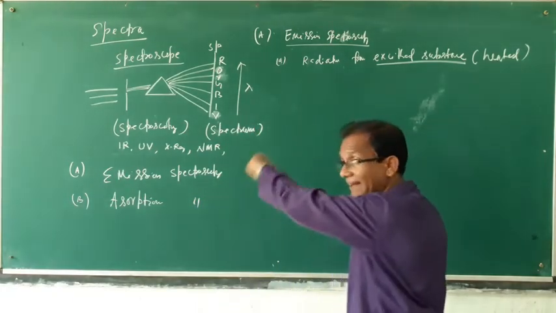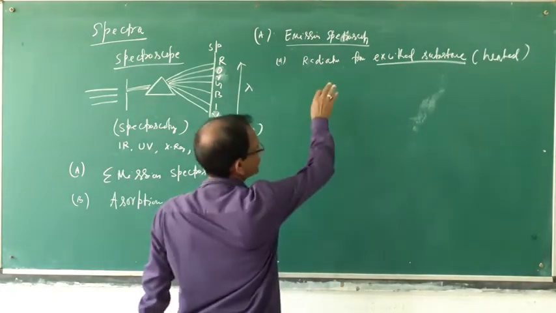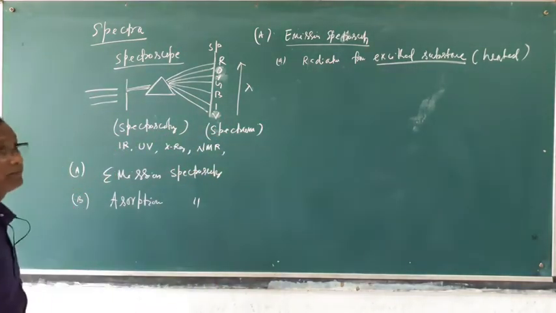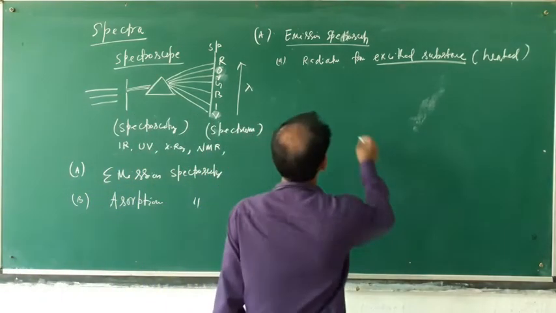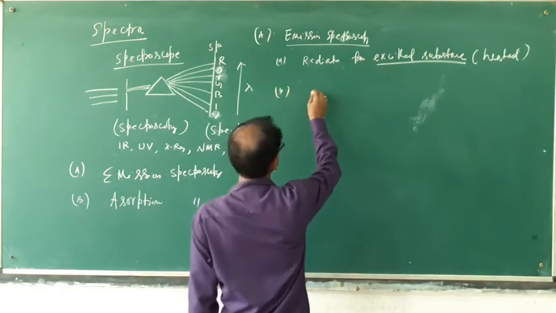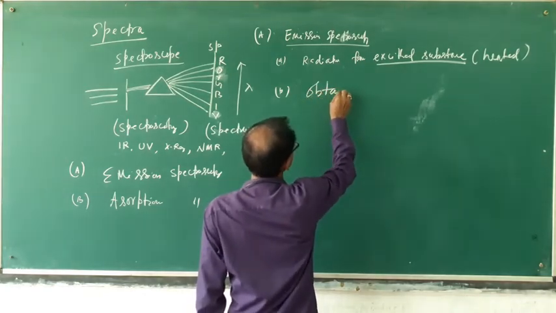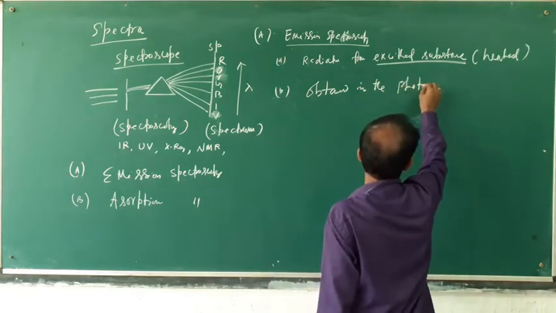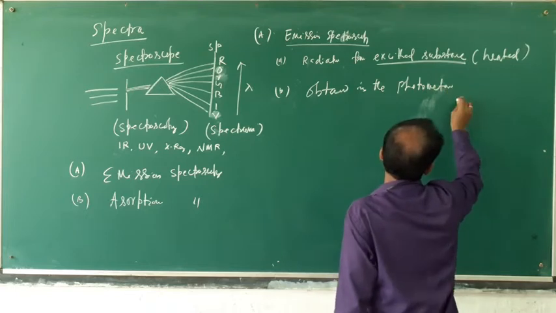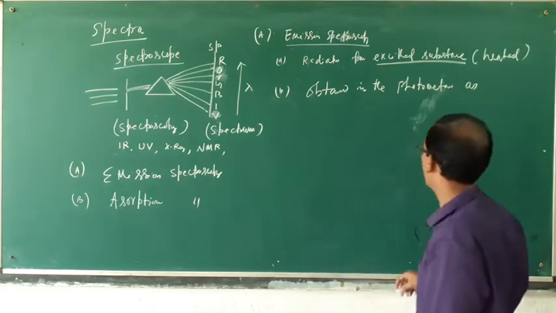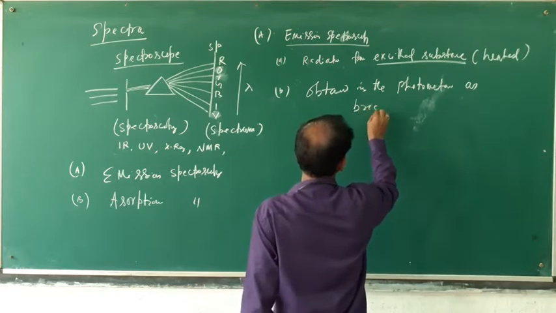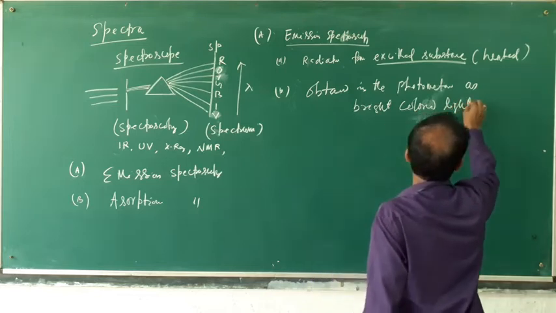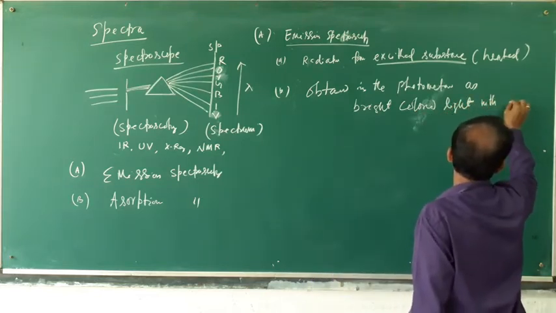And the light observed in the photometer, in what way? Bright light with dark space. How is it obtained in the photometer? What is the characteristic? As bright color light with dark space.